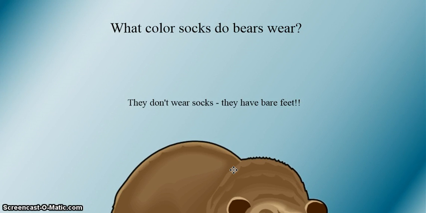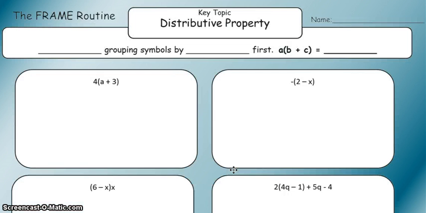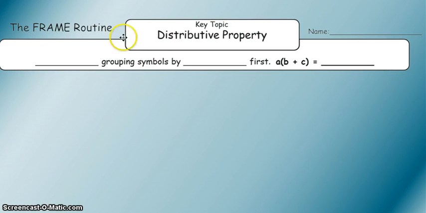So great. Alright, here is your frame for today. It's a distributive property. Your key topic is distributive property, and distributive property is about removing grouping symbols by multiplying first.